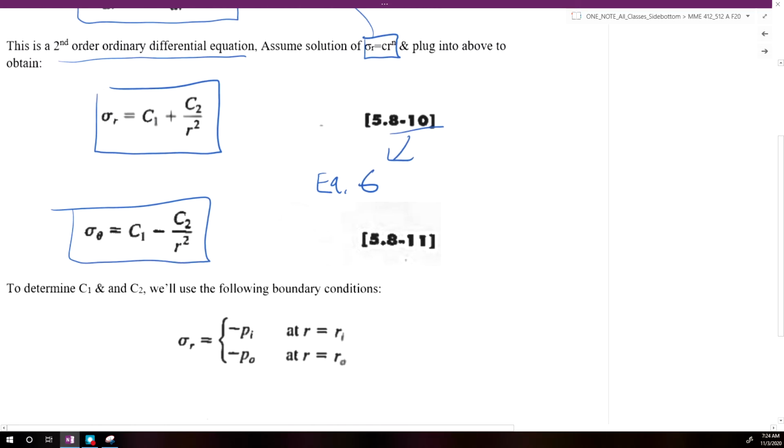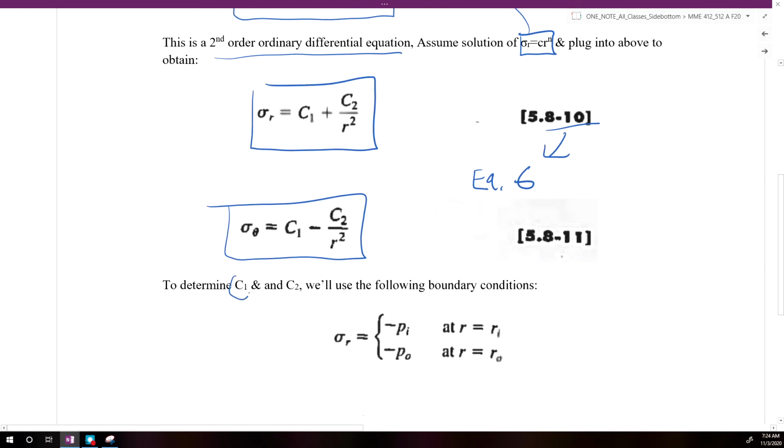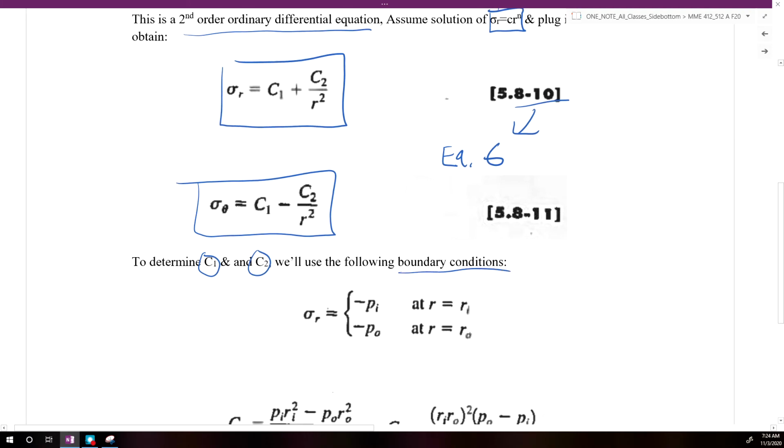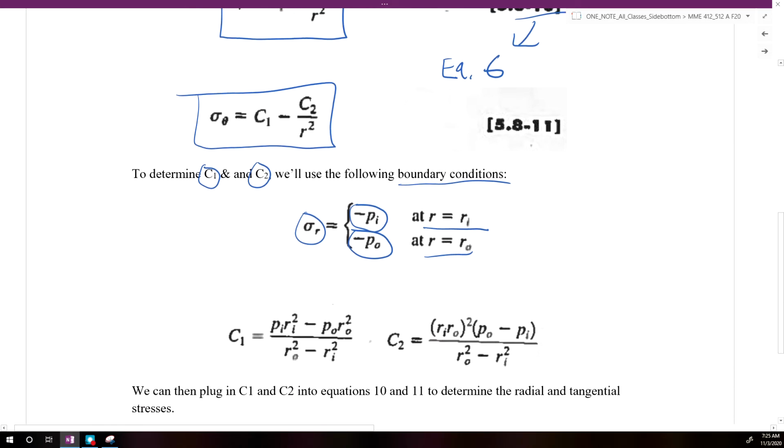The only thing now is we need to determine our unknown constants, C1 and C2. All right, so we can use the following boundary conditions. We know that for a thick-walled cylinder, the radial stress should be equal to the internal pressure at the internal radius, and the radial stress should be equal to the external pressure at the outer radius. So if we plug those two boundary conditions into equation 10, we will obtain the following values for C1 and C2.